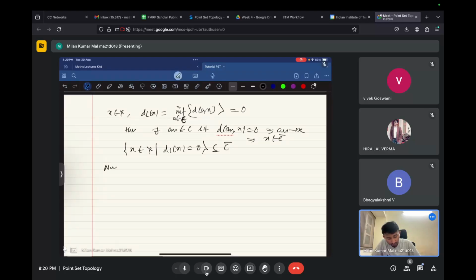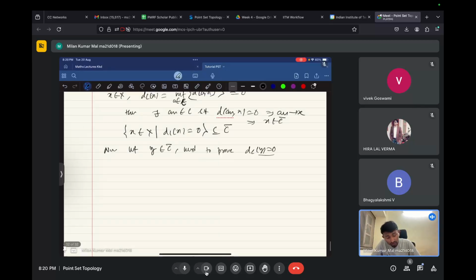Now the other part is very easy, just a little bit of thinking, nothing special. Let y belong to C closure. We need to prove d_C(y) equals 0. This is enough to prove this one. But as y belongs to C closure, there exists a sequence a_n coming from the set C such that a_n converges to y.